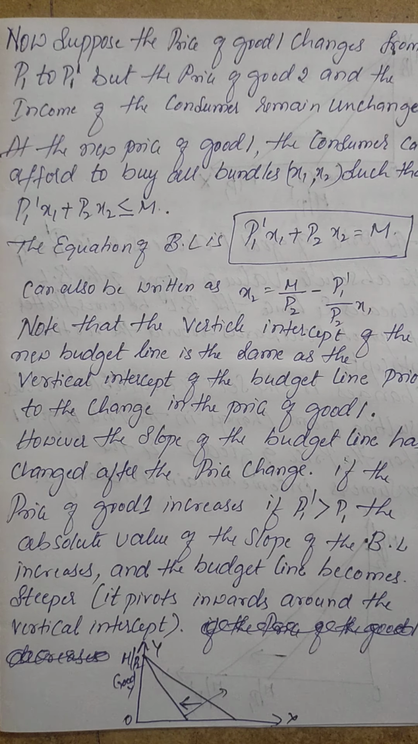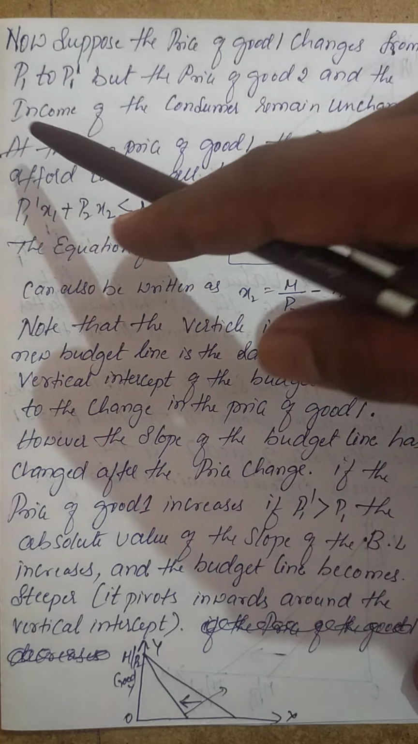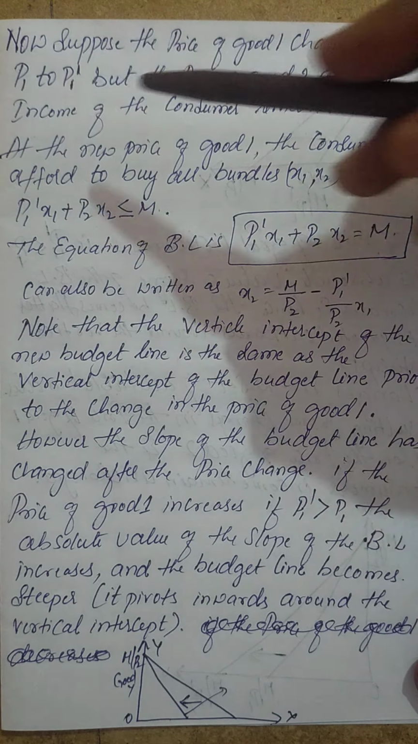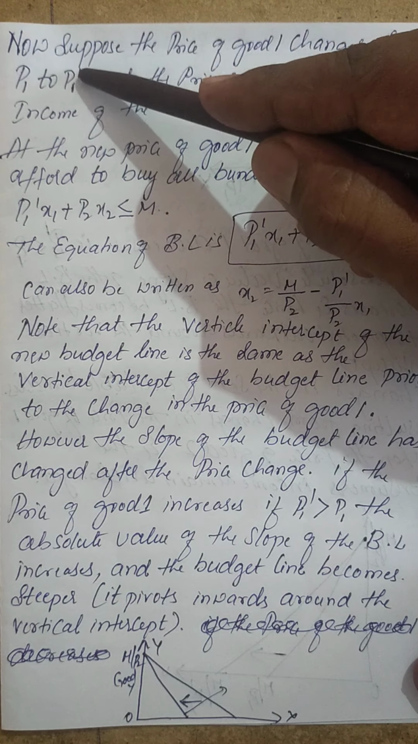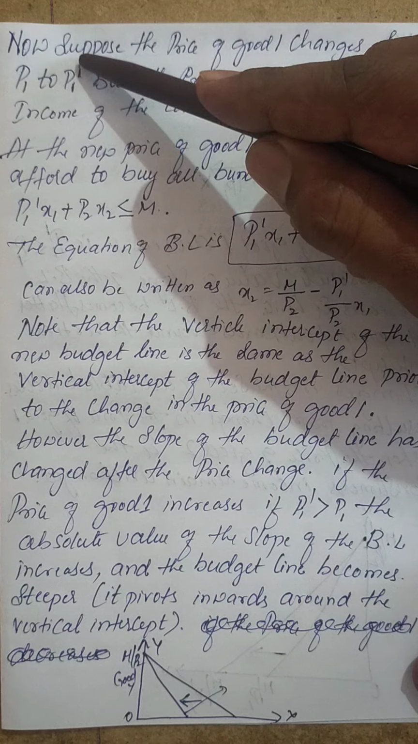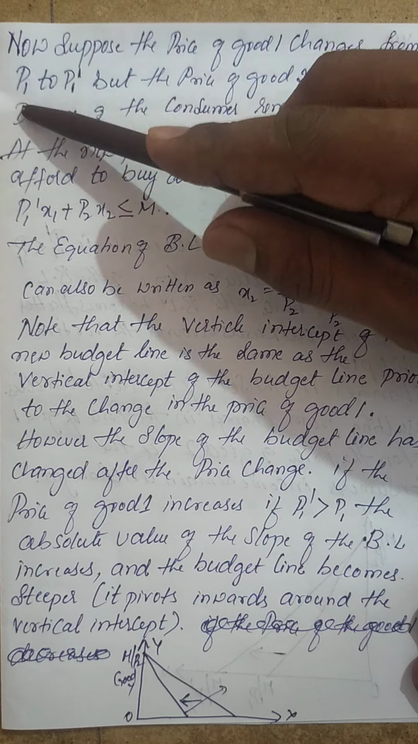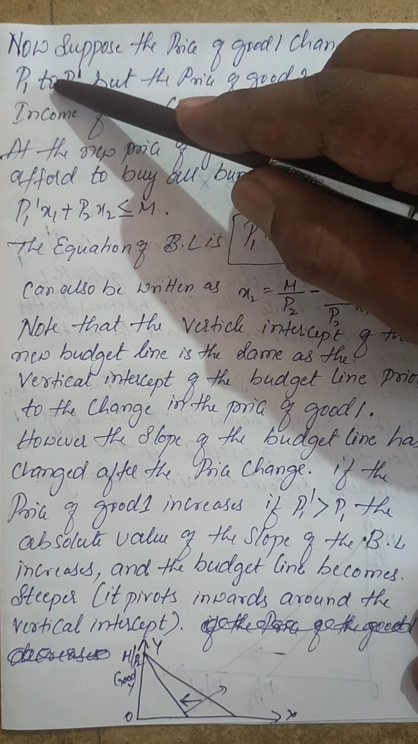The same thing, a continuation of that. If the price changes, if the price increases, what happens? And if the price decreases, what happens? Let us see. Now suppose the price of good 1 changes from P1 to P1 dash. Here it is a dash. This dash is attached to this P, so please make a note of it properly. P1 to P1 dash.